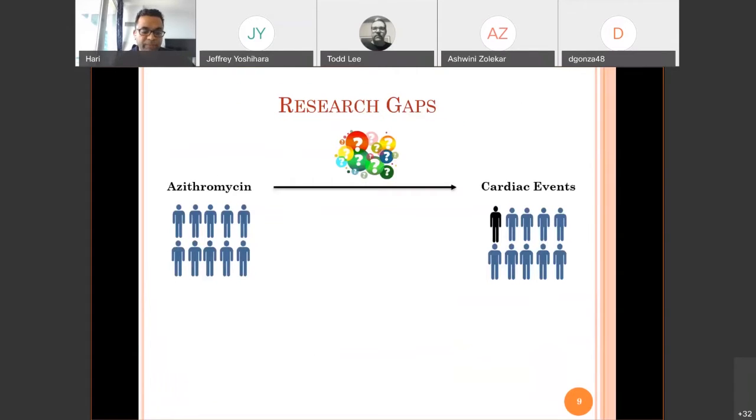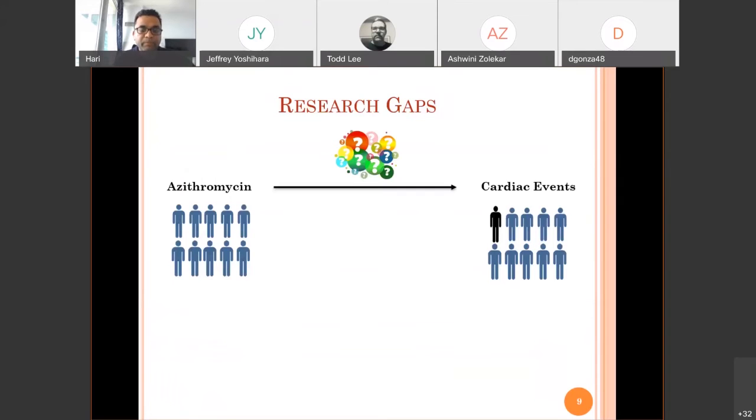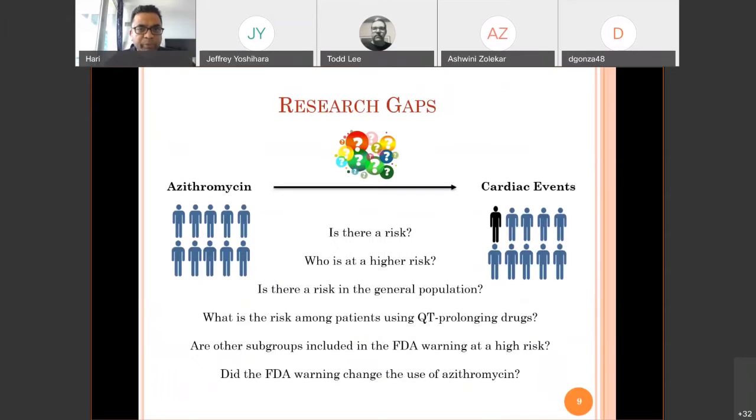And really a lot of news media picked up this FDA warning, and there was a lot of coverage in terms of how this is a serious risk, even though it was a rare risk. So based on the body of evidence that was available, when I looked at this question of azithromycin and cardiac events, it wasn't clear if there is a risk, especially with the conflicting findings. There wasn't a clear understanding of who the patients at risk would be. And more particularly, we weren't sure if this risk was applicable in the general population.